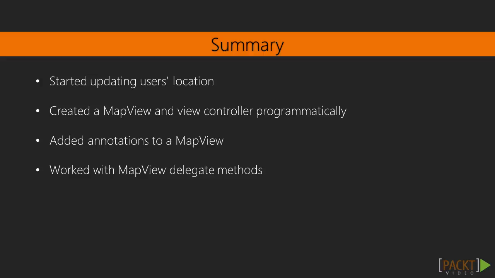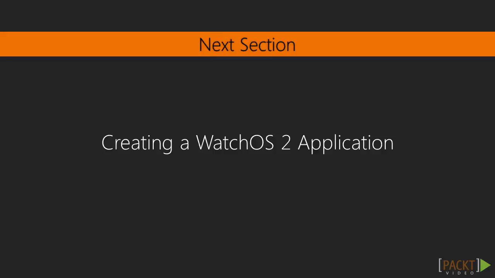So in summary for this section, we started updating our user's location and centering our map view on that location. We've created a map view and a UIViewController programmatically, and we've added annotations into our map view. And we've learned how to work with MapView delegate methods. In the next section, we're going to look at how we can create a watchOS 2 application to work within our project.